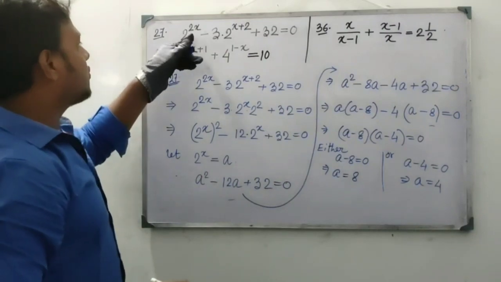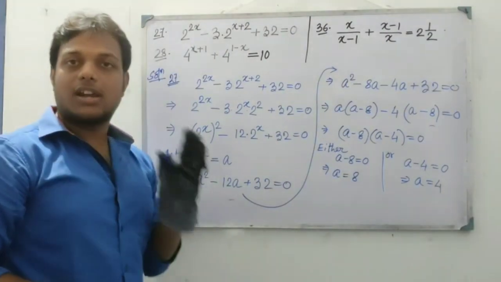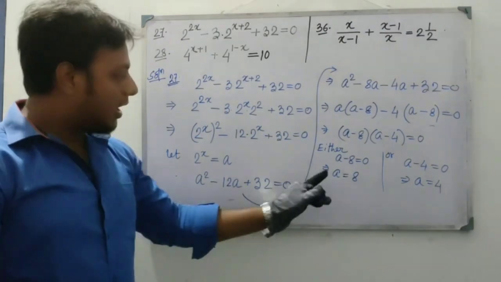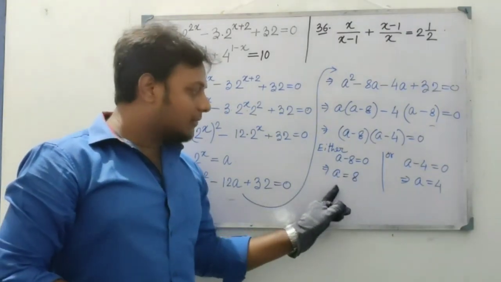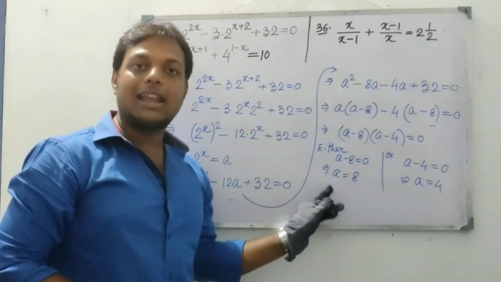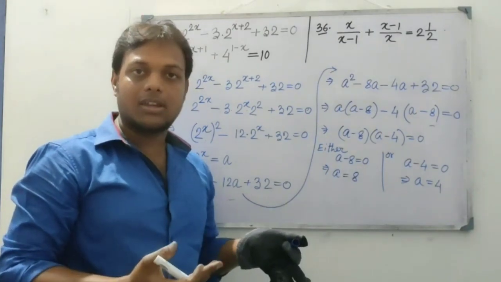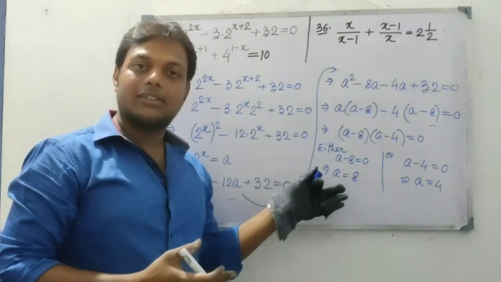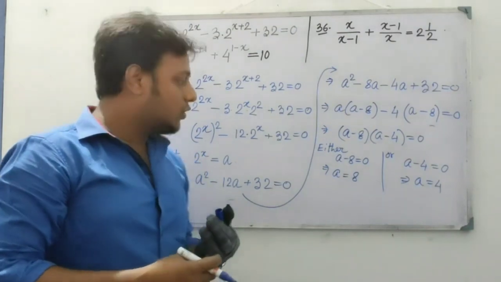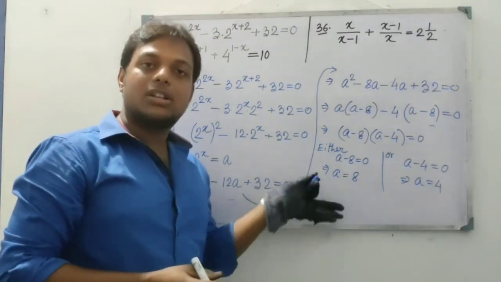The question is you have to solve for x. That means you have to find out the value of x. But up to this line we have the value of a, and a is our assumption. Okay, we get here the value of a. So we have to convert this a into the term of x.